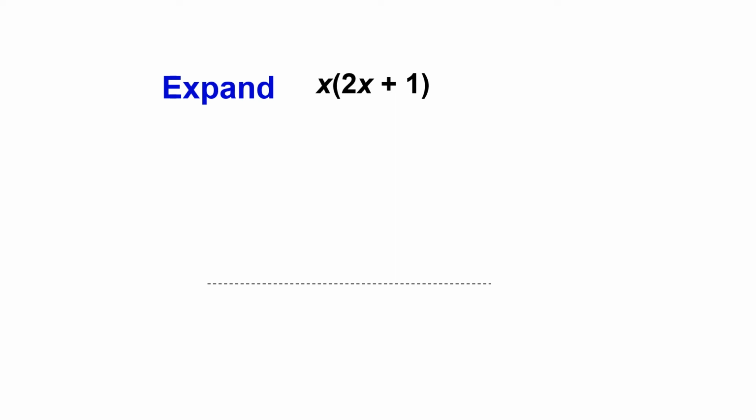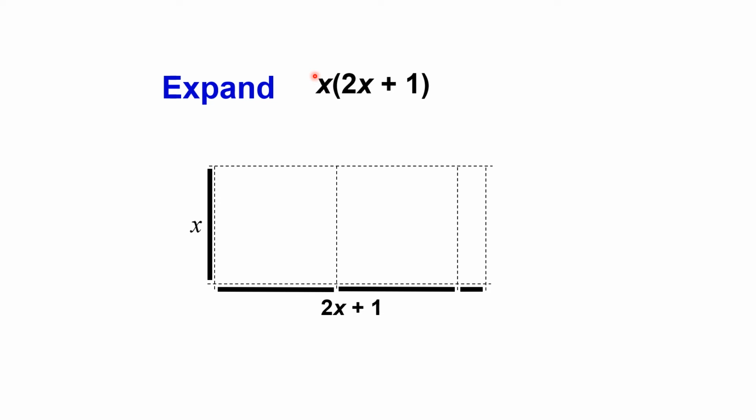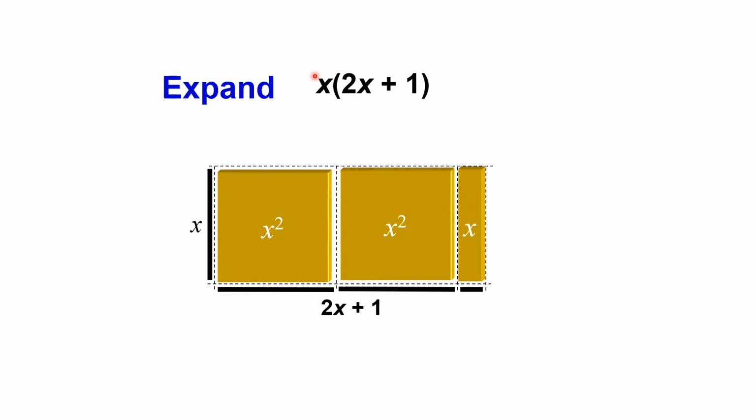Let's do another one. What if we had x times 2x plus 1? So this is the first time we've had an x in the front of the bracket instead of a 2 or a 3. How are we going to draw an area, a length, and a width with that? So there's a 2x plus 1, and there's the length x. We fill it all in, and we get x squared this time. Because if we've got one length of x and another length of x, well then that area is going to be an x squared. So x times 2x plus 1 equals 2x squared, that's these two big square ones, plus a single x.